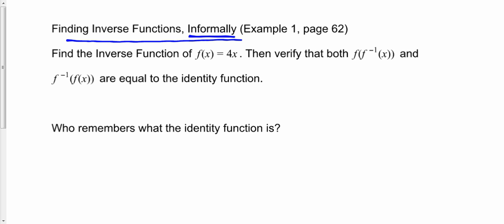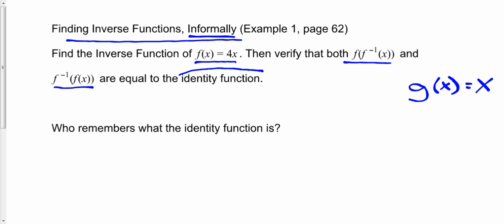All right. So it says, find the inverse function for f of x. And f of x in this case is 4x. Then once we found the inverse to f, I want to verify that both f composed with the inverse of f and the inverse of f composed with f are both equal to the identity function. And what's the identity function? I'm going to use g of x so I don't get confused, but g of x equals x. That is the identity function.